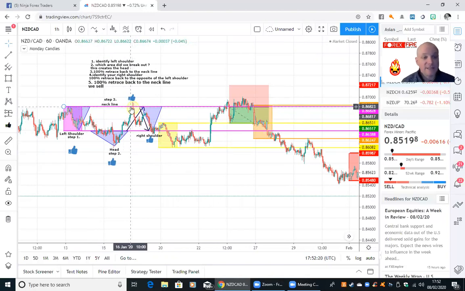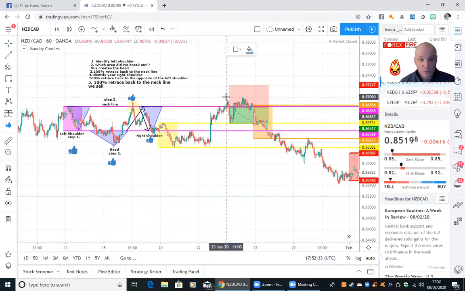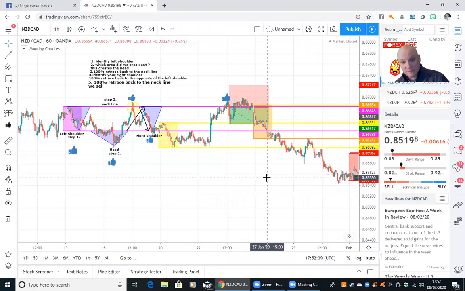Step four, you've got to identify the right shoulder, which is 100% retrace back to the opposite side of the left. We got that, tick there. From there, you need 100% retrace back to the neckline, okay? Which is right here, okay? And then what you would have done in this instance, you would sell that.